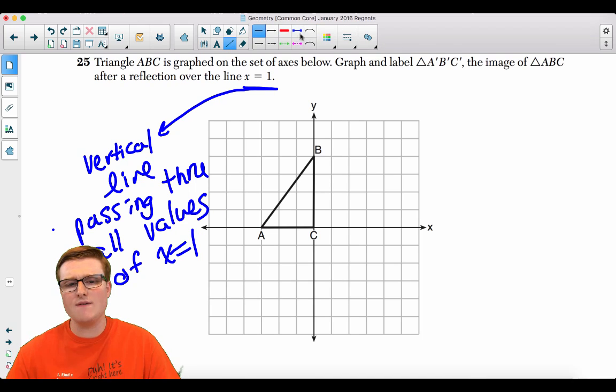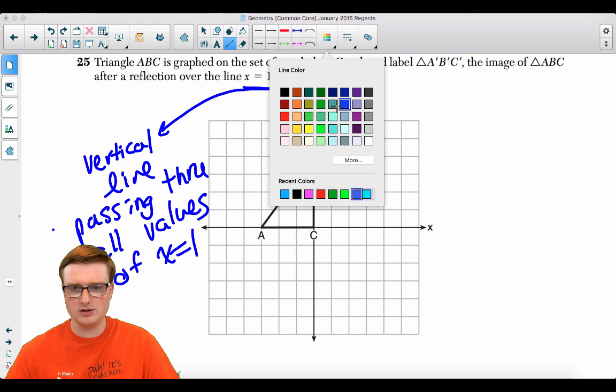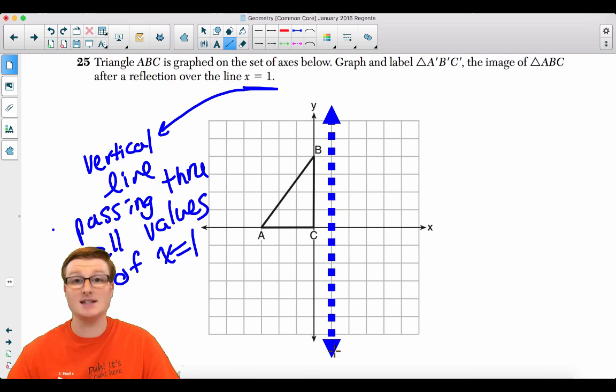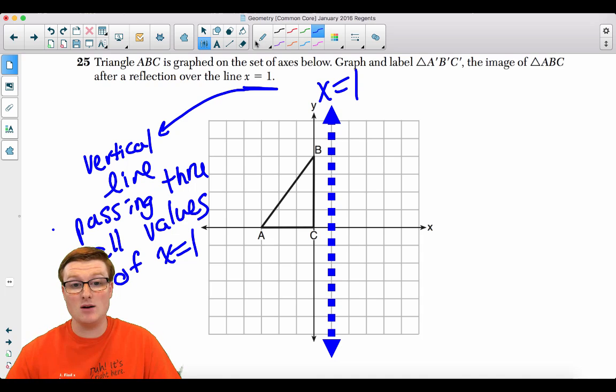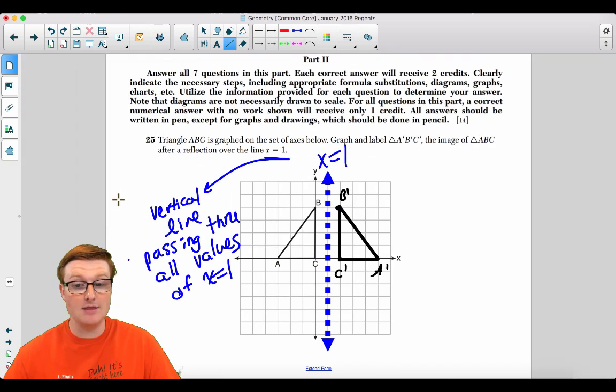Okay, so if I were to just graph the line for you, x is equal to positive 1, it would look something like this. That's the line x is equal to 1. If I were to just reflect over that line, I would get B prime over here, C prime over here, and A prime over here. Make sure that you label it correctly too, because they do take off for labeling, because they specifically said label. So here is my triangle, and that's simple. That's question number 25. Moving on to 26.